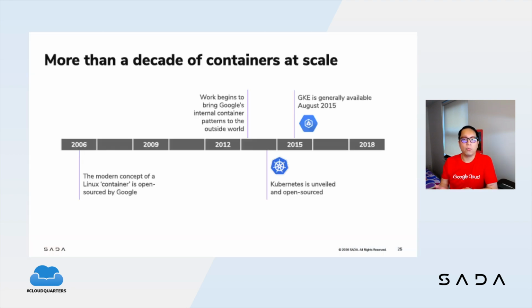We created containers, and then we found out there is a pattern to how to better manage container orchestration. So we created Kubernetes, and then we donated Kubernetes to open source. That's why Kubernetes is so widely accepted within the market, because it's bulletproof and well tested within Google. And in 2015, we offered a service called Google Container Engine, which is GKE, which was available by August 2015.